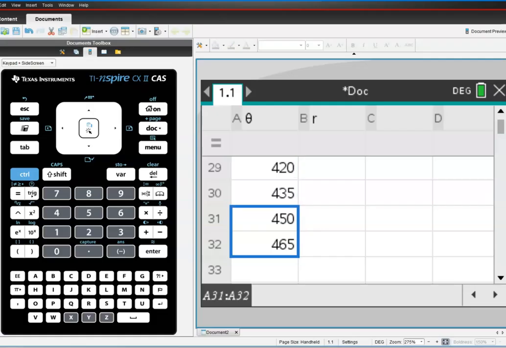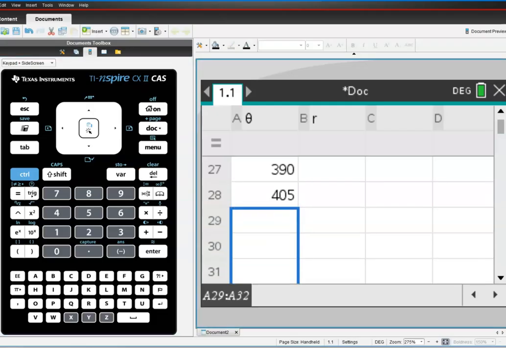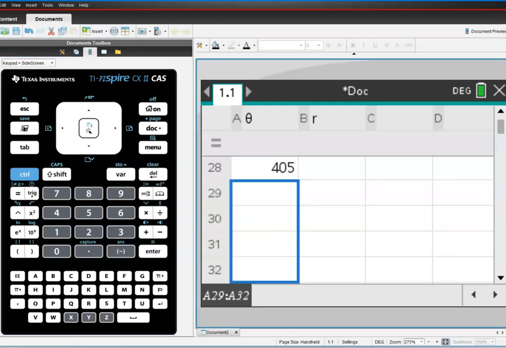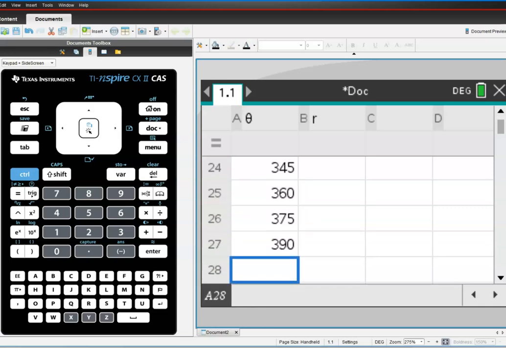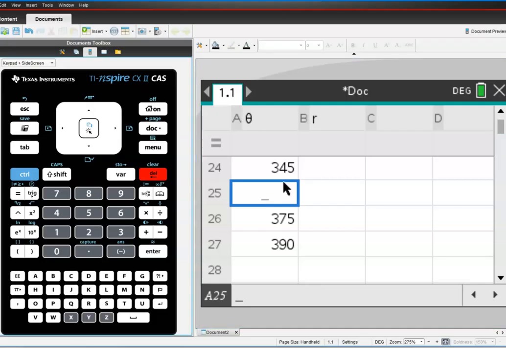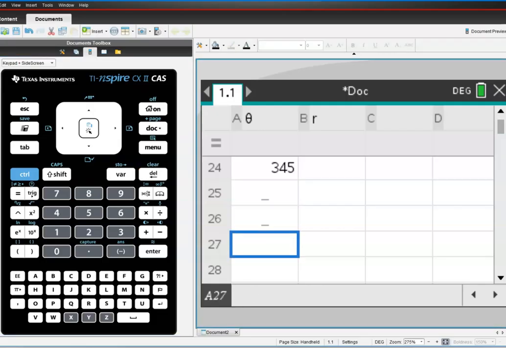So I went too far. Let's see here. If I delete those, we can then stop at, oops, we can stop at 345. So we'll delete that, delete, and delete. So we've got all of those out of here. We go up to 345.